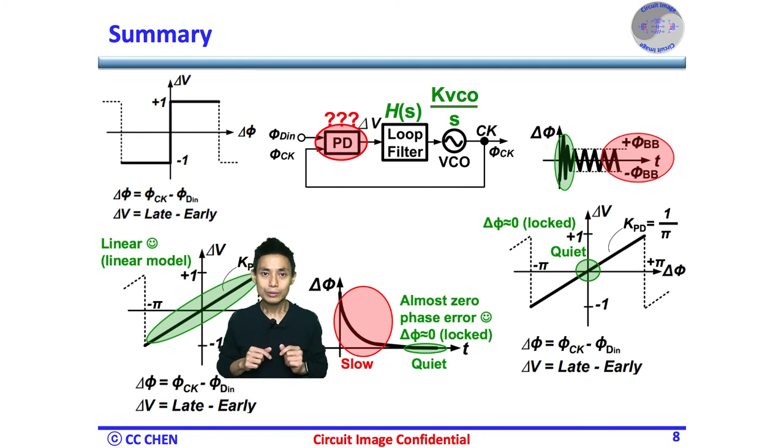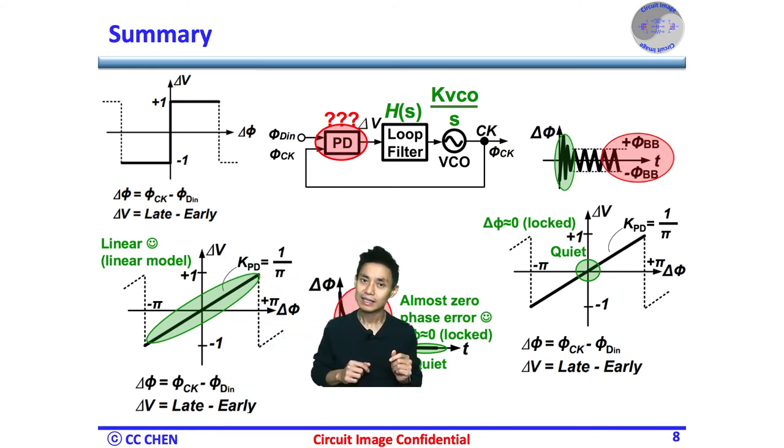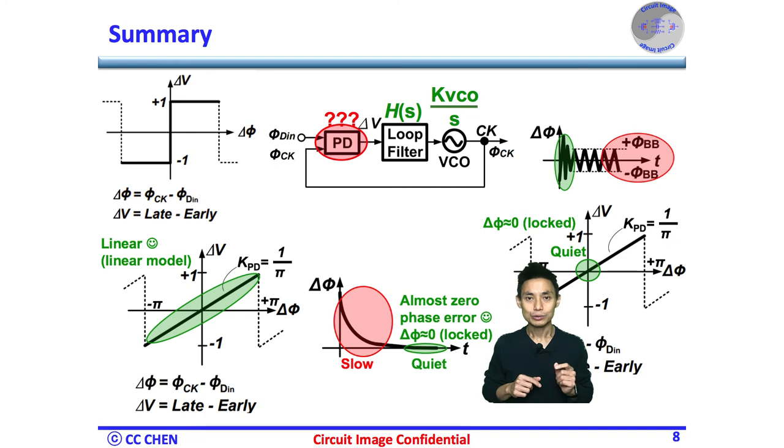That was the main reason people were thinking of a linear PD CDR, such that we can model and design the CDR easily. Another advantage of a linear CDR is the small phase error in the steady state, since its output correction amount is proportional to the phase error. If the phase error is small, the correction or phase adjustment will be little.